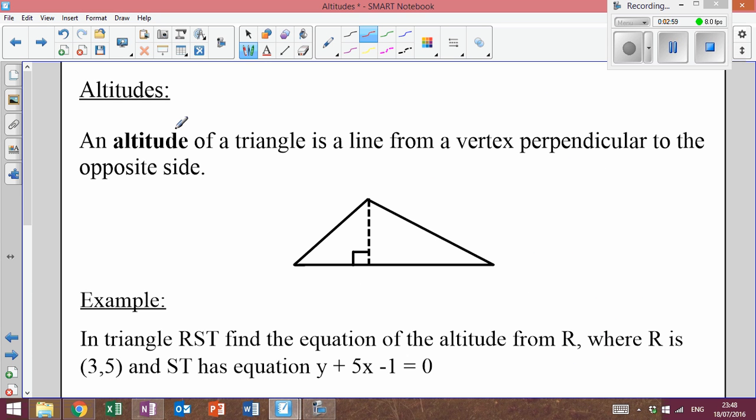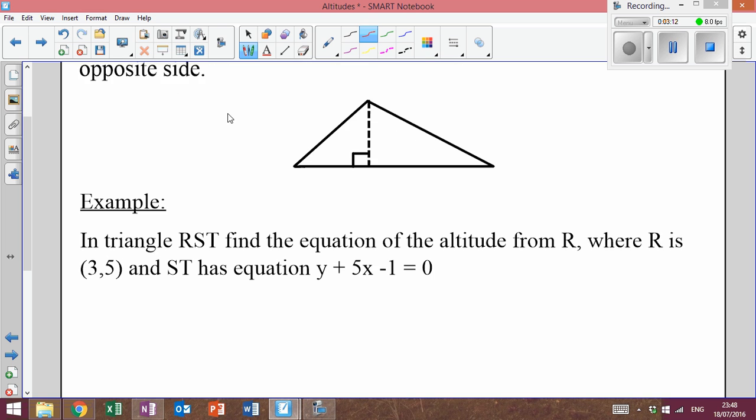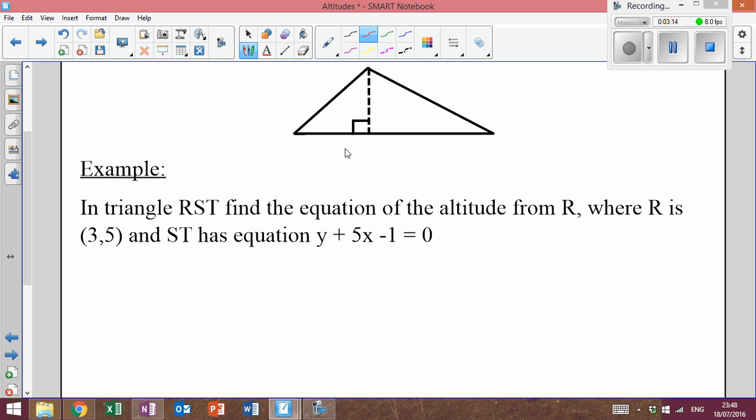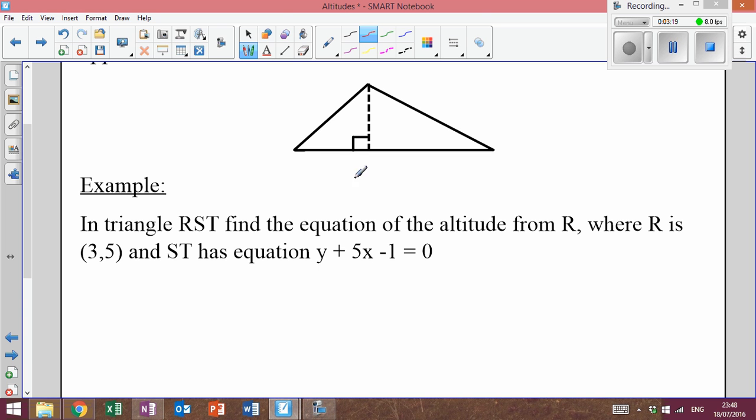I'm going to do the example with you, but copy that down first: pause it and copy it down. Okay, cheers. Now this example is slightly different, but the idea is exactly the same. We've been given a triangle RST. Find the equation of the altitude from R, where R is (3, 5), and ST has equation y plus 5x minus 1 equals 0. So I'll just use this triangle here, just as it's there. I'm looking for the altitude from R, so the dotted line leaves R and comes across. I know R is (3, 5), and I know the equation here is y plus 5x minus 1 equals 0.